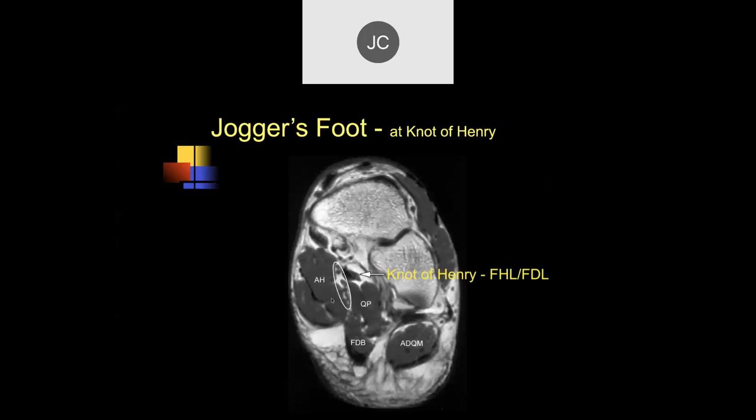And very often you'll actually get fluid and a bursa at the knot of Henry, where you have the crossover between the flexor hallucis longus and flexor digitorum tendons. It's thought to in large part be due to motion of those two tendons against one another, producing a kind of traumatic inflammation involving those tendon sheaths in that area. But you can see that if you have a mass or a large cyst in this location, you can compress the nerves and the vessel in the region of the knot of Henry.